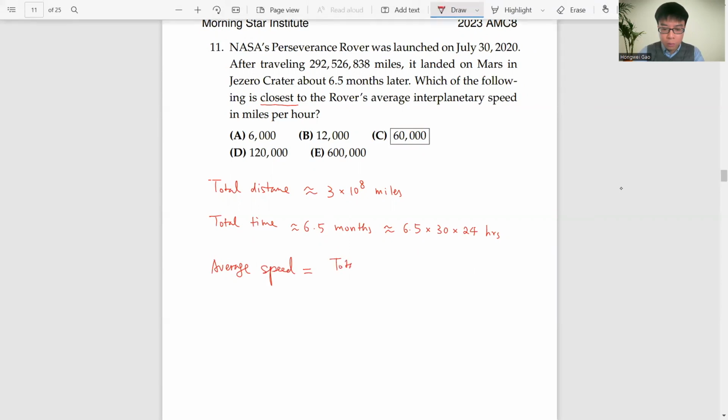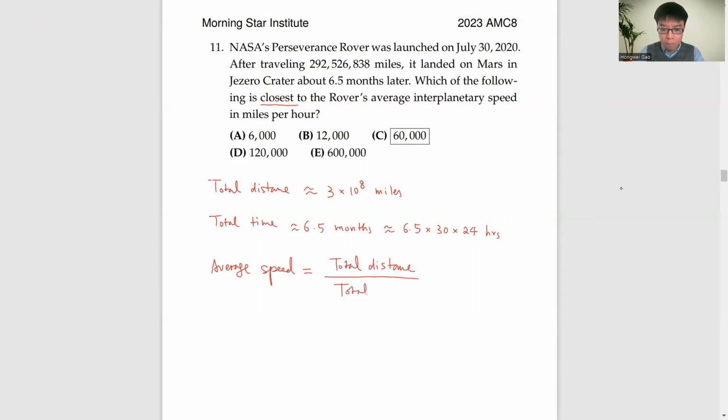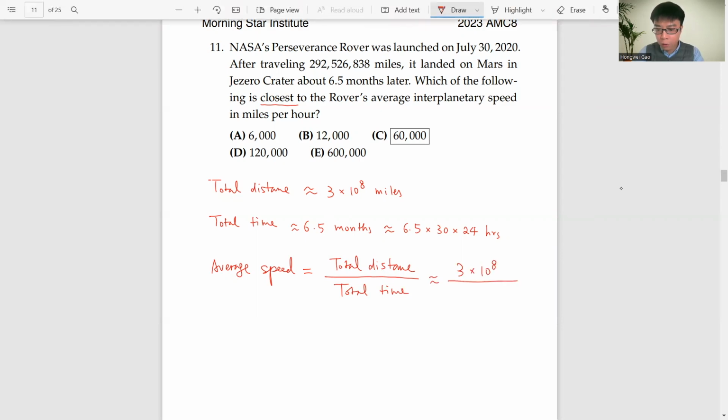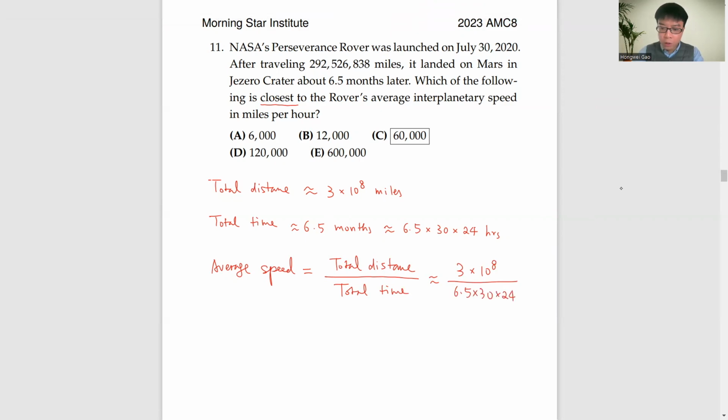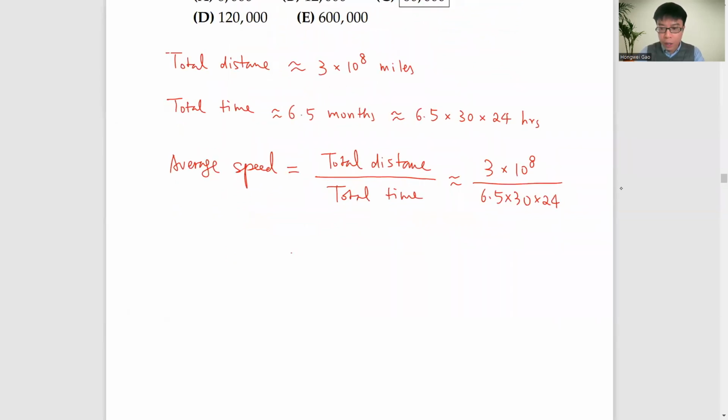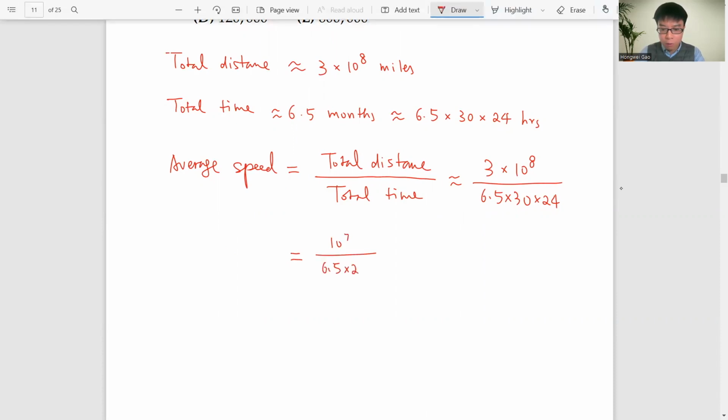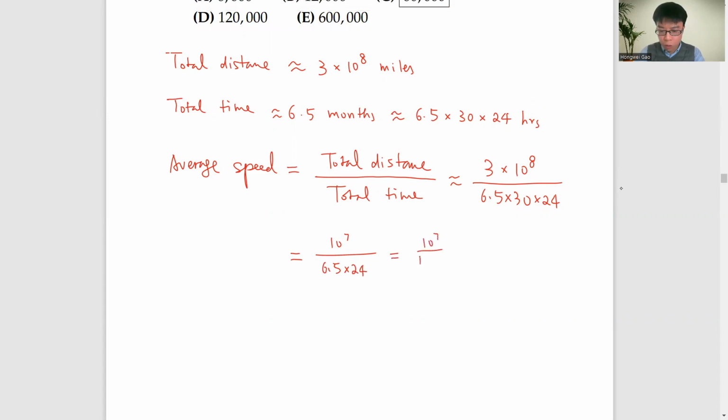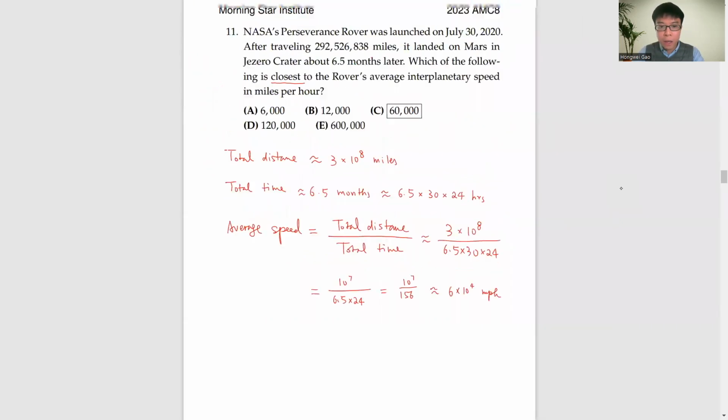It's the total distance over the total time. It's approximately 3 times 10 to the 8th power over 6.5 times 30 times 24. Yeah, we can cancel this 30 first, and to have that 10 to the 7th power over 6.5 times 24. So it's 10 to the 7 over 156. Approximately, that's 6 times 10 to the 4th miles per hour. And then the answer here is C.